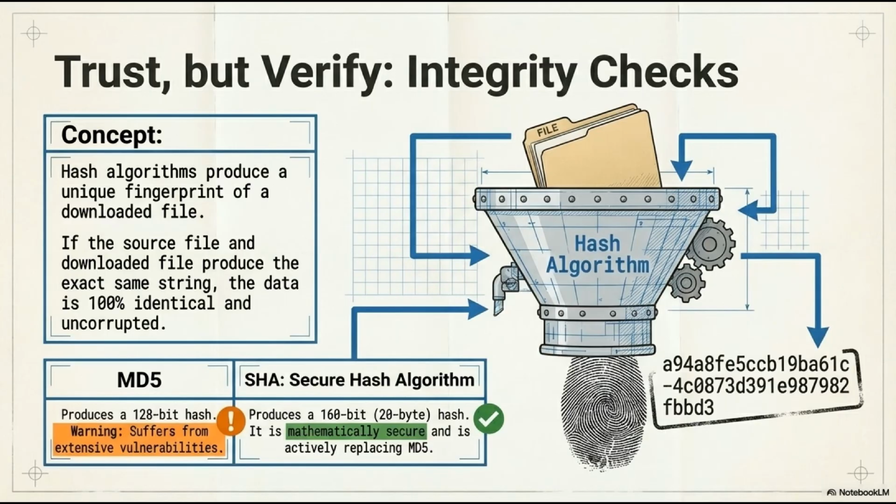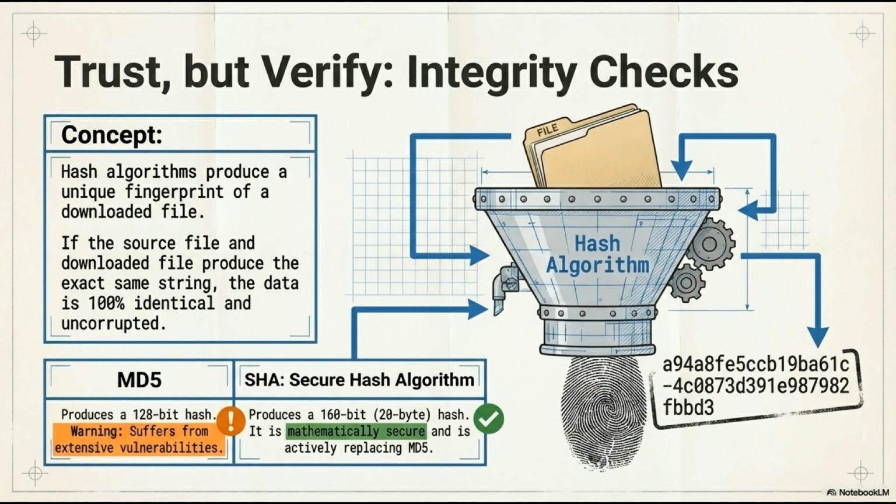Exactly. You run your backup file through a mathematical algorithm before you send it, and it outputs a unique character string. When the file arrives at the remote server, you run the algorithm again. And if the source string and the destination string match perfectly, the data is undeniably 100% identical. Undeniably. Yeah. It relies on the avalanche effect. If even a single comma is changed in a million-page document, the resulting fingerprint completely changes.